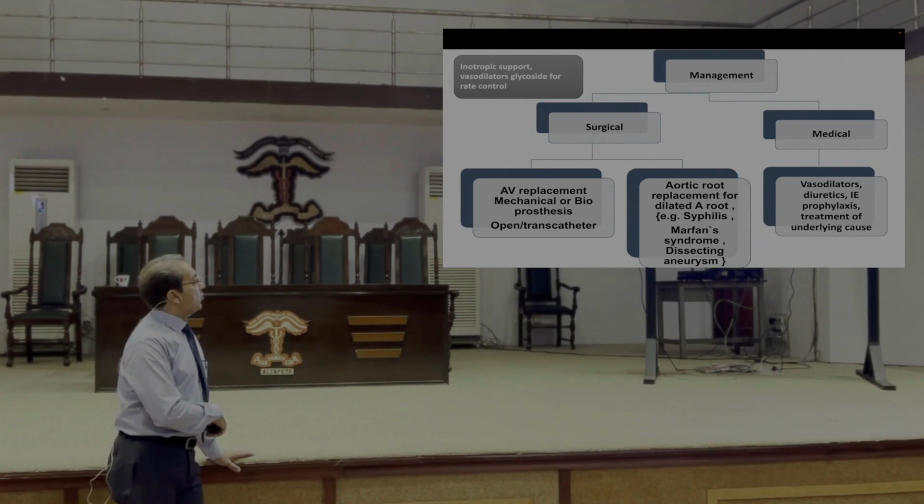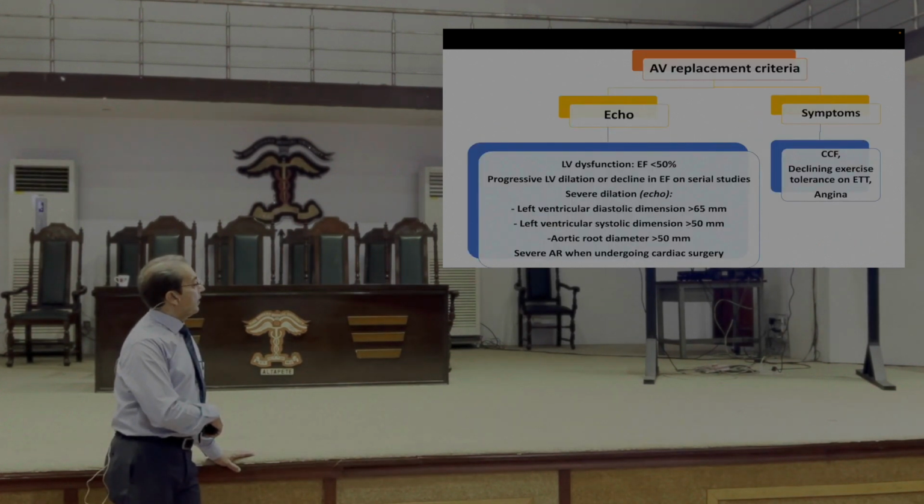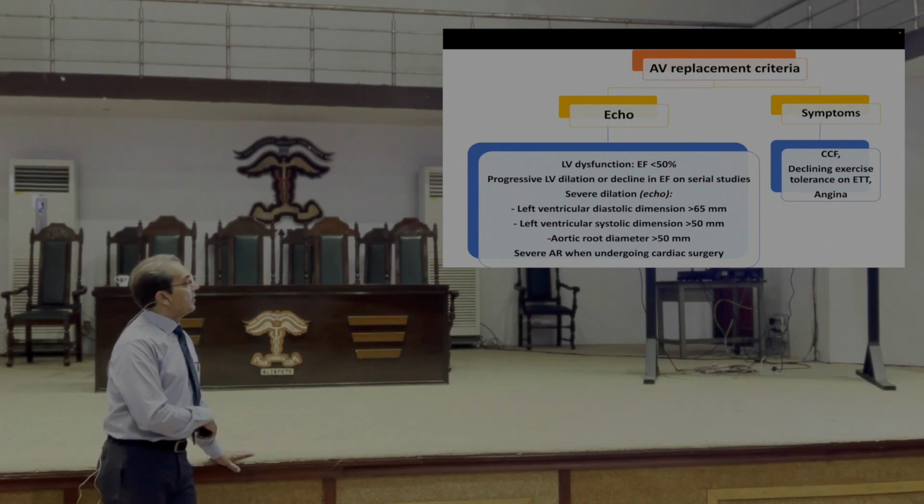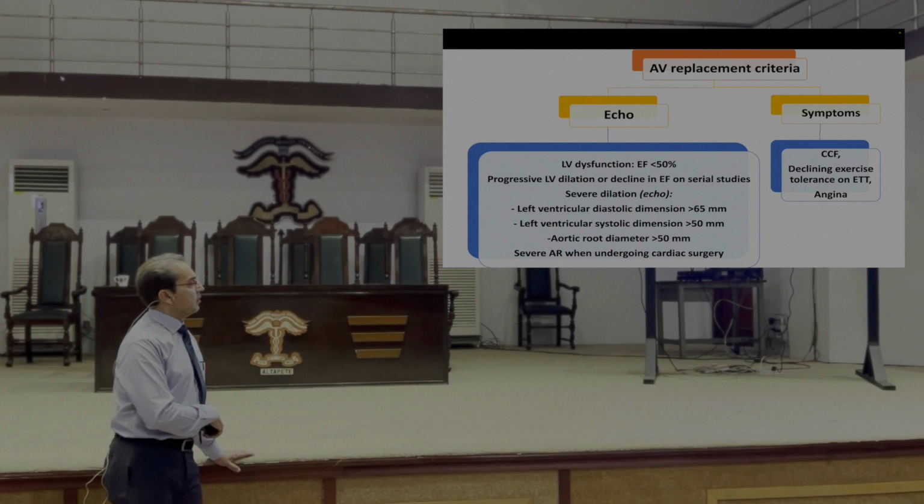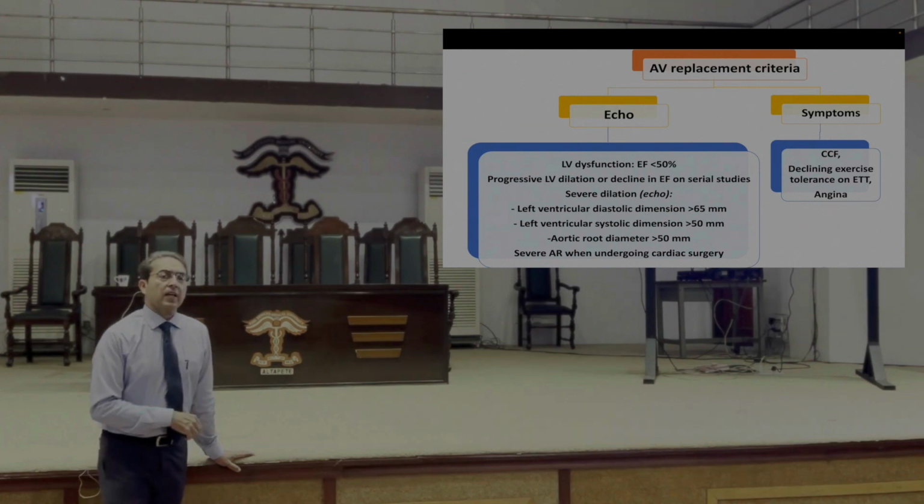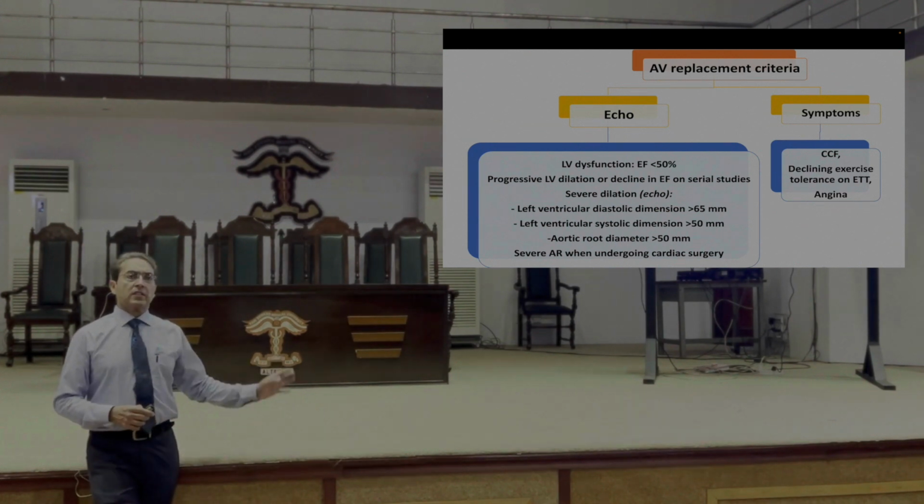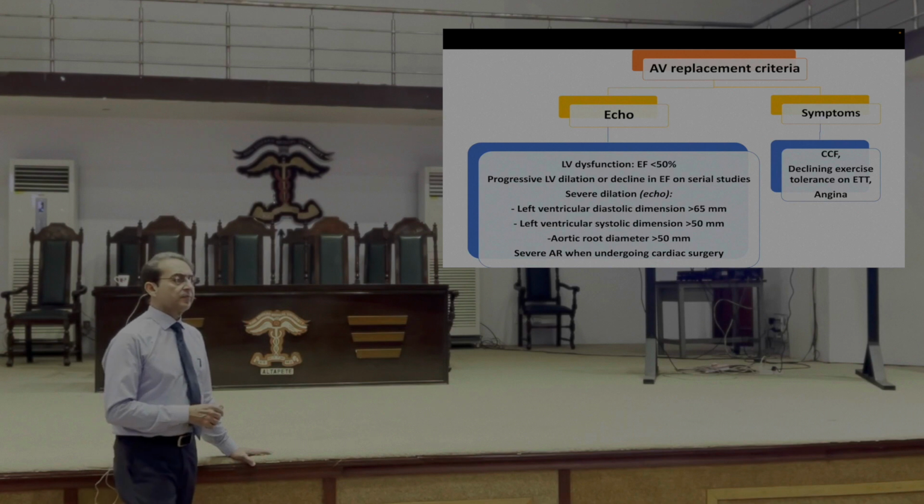Inotropic support, vasodilators, glycosides for rate control. Now, AV replacement criteria. If the patient is symptomatic, with congestive cardiac failure, decreased exercise tolerance, or on ETT the patient has angina, this patient requires valve replacement.